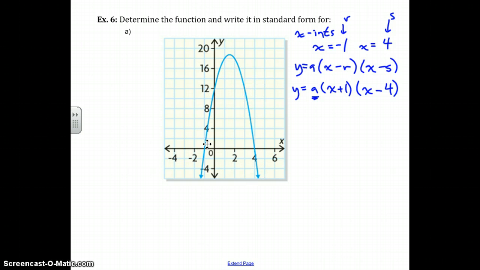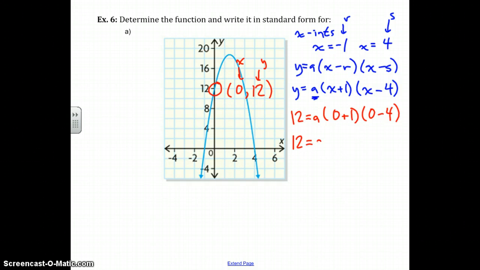Okay, so what are we going to do here? Well, what we need to do is figure out an a. One way to figure out an a is to just find another point on the parabola that we know. So say this point here. Well, what's that point? That point is 0, 12. How does that help us? Well, that is an x, that is a y, and if we sub those into our equation, all we have then is an a left in there. So all we have to do is isolate that a.